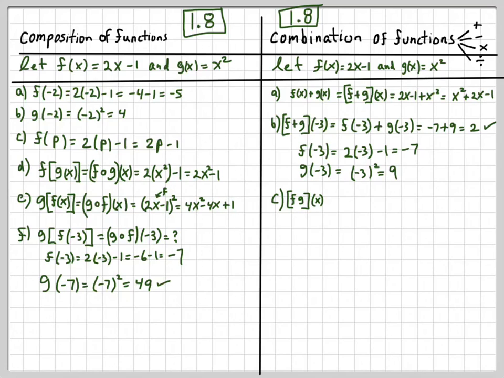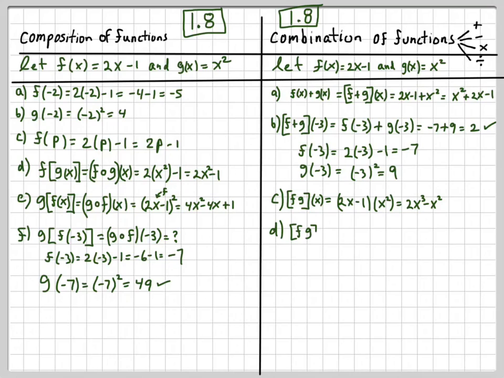Now question C. That says to combine f and g as a product. Multiply f and g. And you would get the expression for f, 2x minus 1, and multiply it times the expression for g, which is x squared. We would simplify by distributing, and we would get 2x cubed minus x squared. Nothing else to do. It's fully simplified.